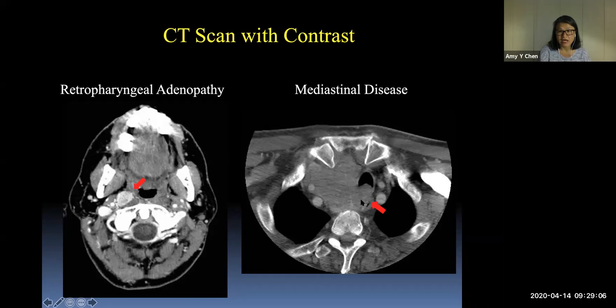Obviously, mediastinal disease is something that you cannot appreciate with ultrasound, and cross-sectional imaging can help you identify this and can also help you plan to see if you need the help of a thoracic surgeon to split the sternum, for example.